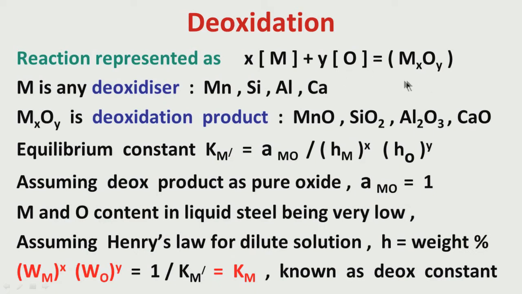Now, if you look at this reaction, the deoxidation product, if you assume that it is a pure oxide, say alumina, when it is forming, it is not reacting with anything, that means it is pure alumina in liquid steel, and finally it will go to the slag. So, the activity of this oxide we can take as 1, and since the element M and the oxygen in liquid steel are very low in content, we know from basic thermodynamics that if you assume Henry's law for dilute solution, then the activity h can be taken as equal to weight percent, because it is much less than 1 weight percent.